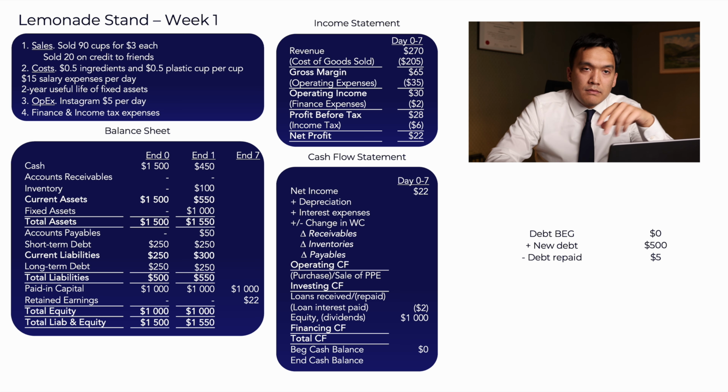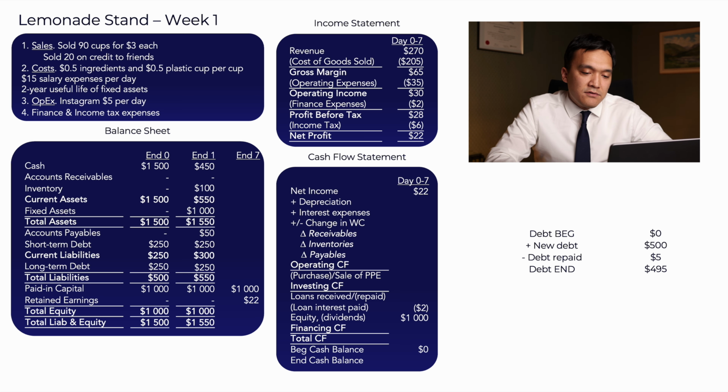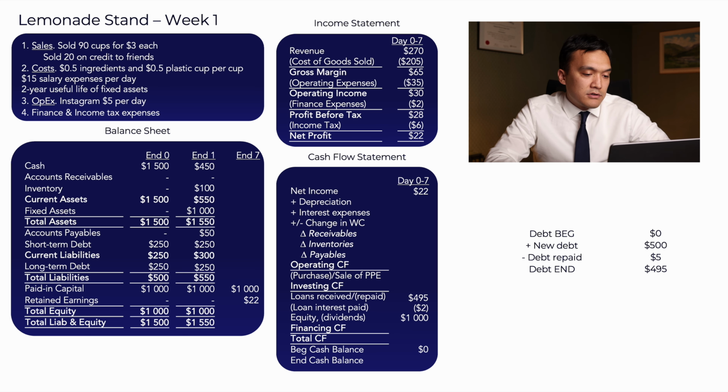So we have a 2-year loan. So $500 divided by 2 years and divided by 52 weeks equals $5 of repayments each week. So we have 0 plus 500 minus $5. We have an end of period debt of $495 at the end of day 7. So as you can see in the cash flow statement, our net amount that we received from our loans is $495, which is we received $500, repaid $5, so our net amount here is $495.